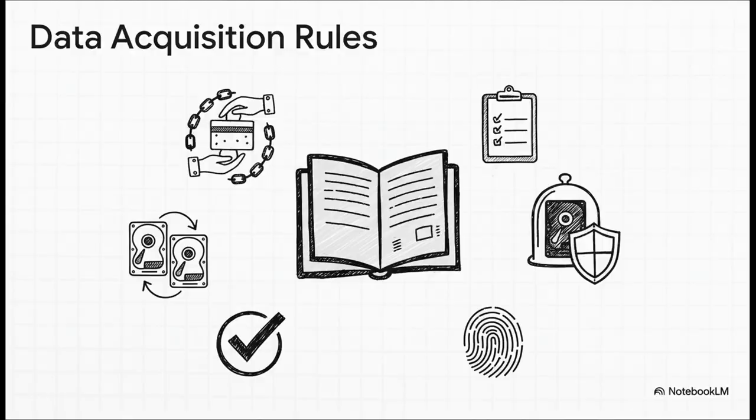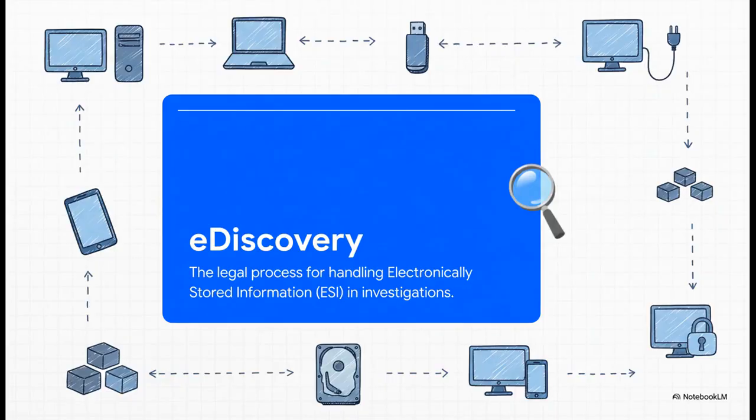Simple as that. All of this detective work we've been talking about is really just the first step in a much larger legal framework called e-discovery. It's basically the official rulebook for handling any kind of digital evidence, what lawyers call electronically stored information, or ESI, from the crime scene all the way to the courthouse steps.